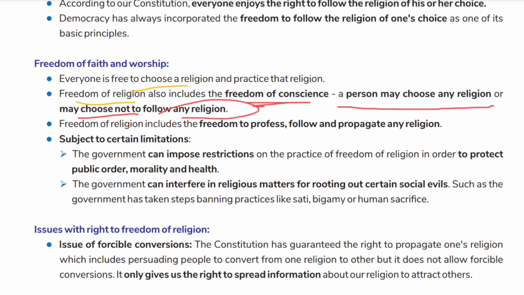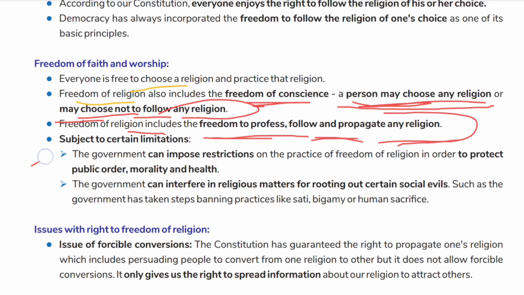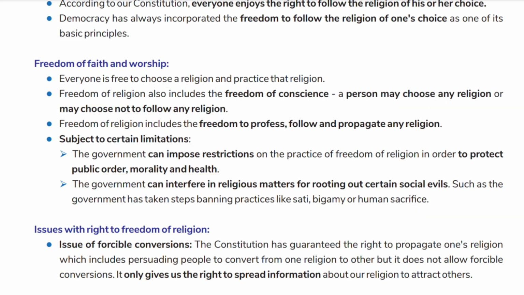So, what is freedom of conscience? That a person may choose any religion or may choose not to follow any religion. Freedom of religion includes the freedom to profess, follow, and propagate any religion. What is the freedom to profess, follow, and propagate any religion? Subject to certain limitations, the government can impose restrictions on the practice of freedom of religion in order to protect public order, morality, and health. The government can interfere in religious matters for rooting out certain social evils, such as the government has taken steps banning practices like sati, bigamy, or human sacrifices.